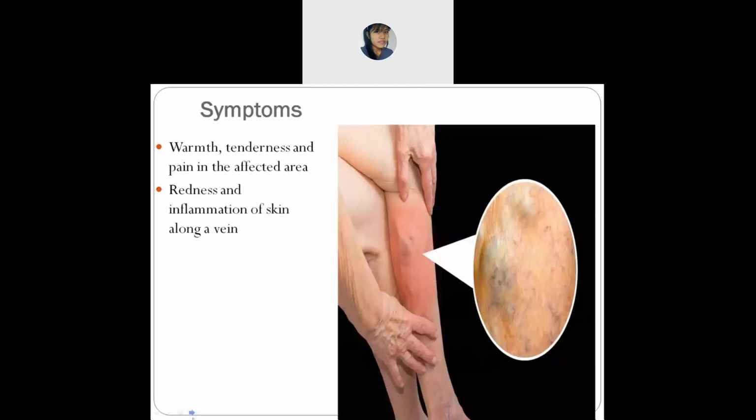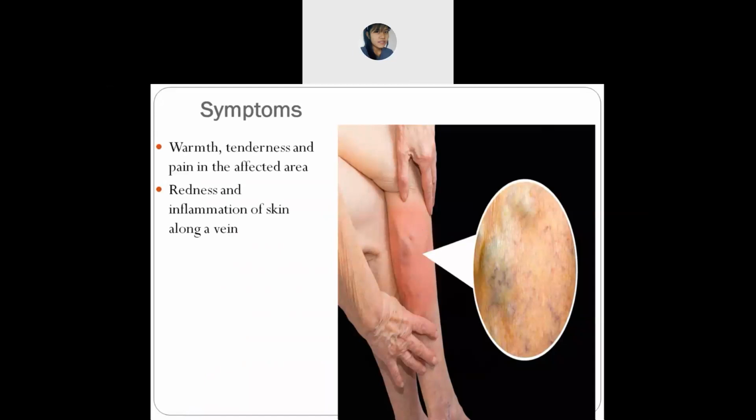Okay, next is symptoms. What are the symptoms that you will find in superficial thrombophlebitis patients? You will find that the leg portion, the affected portion, will be warm. It will become a bit hot compared to the normal temperature. It will become warm, and it will be tender. Tender means sensitive. If you touch it even a little, the person will feel pain. Very much sensitive.